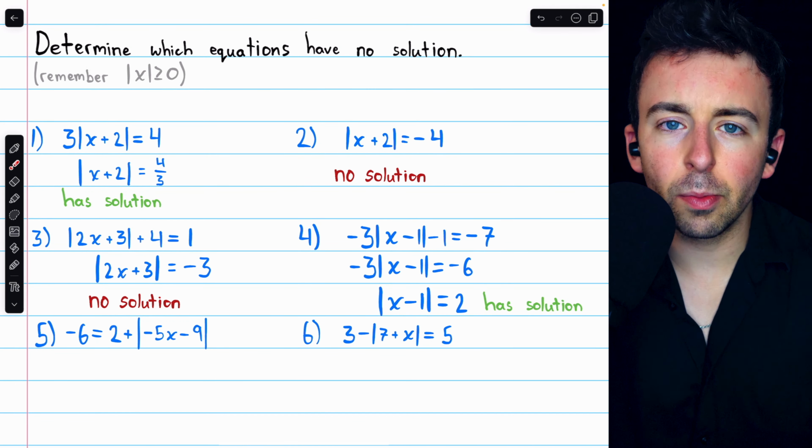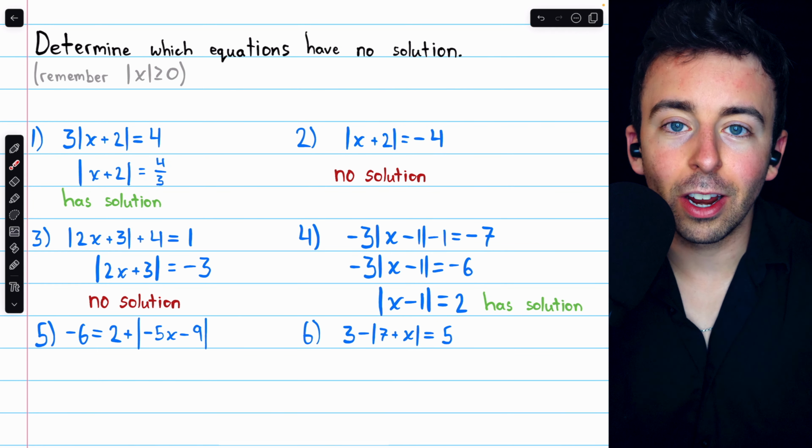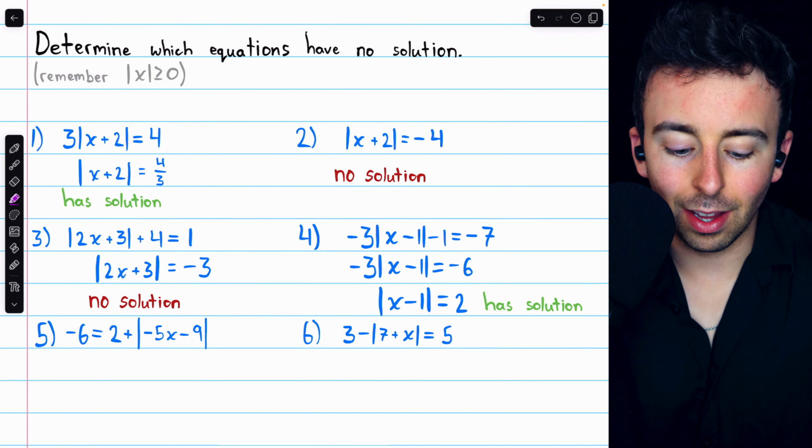I'll point out that with a little bit of practice, it's definitely easier to solve these without doing a bunch of work. For example, if we look at this equation, we see that negative 6 must equal 2 plus this absolute value expression. Clearly, if we subtract 2 from both sides, the left side is just going to be even more negative. It's going to be negative 8, and so there's no way that's going to equal this absolute value expression. Said another way, there's no way that we can add 2 to an absolute value expression and get a negative number, because 2 is positive, and the absolute value expression is certainly not negative. So this equation has no solution.